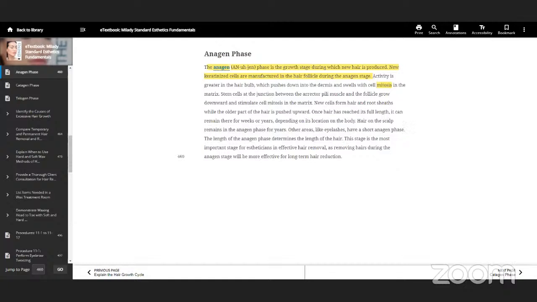All right, so we're going to keep it moving. We could easily get off track. It's for years. Other areas like eyelashes have a short growing phase. The length of the anagen phase determines the length of the hair. Please keep that in mind. How long the anagen phase is will determine how long the hair grows.